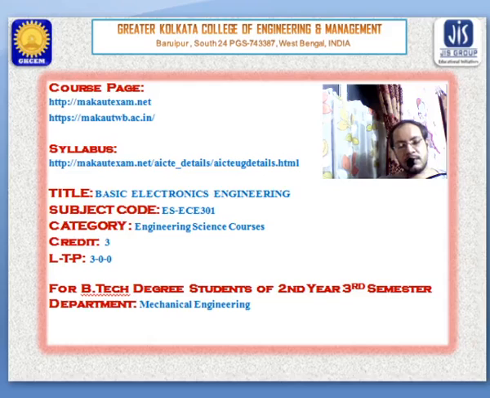The title of the course is Basic Electronics Engineering. It is under the category of Engineering Science course, and it has the subject code ESECE301. It has a credit of 3 and 3 lectures per week. This course is generally made for BTech degree students of second year, third semester. Apart from other departments, only the students of the mechanical department have to study this subject as part of their curriculum for second year, third semester. For this subject, I am your subject teacher.